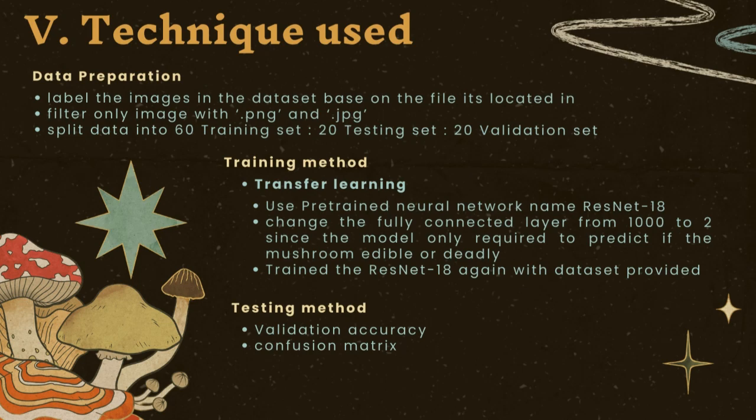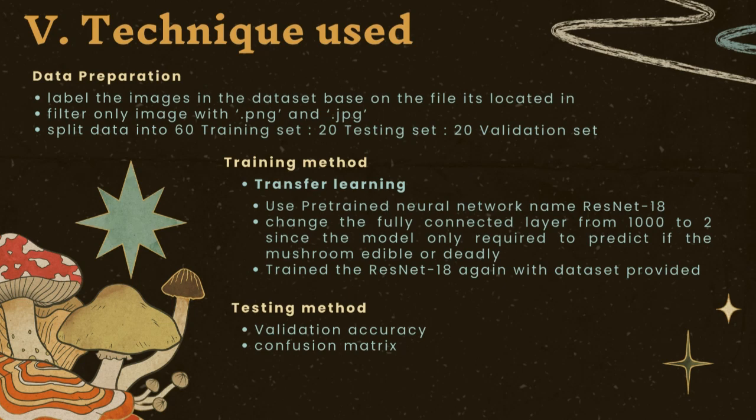Next is the training method used to train the model. In this assignment, we use a method called transfer learning, which is the reuse of a pre-trained model on a new problem. Transfer learning is a technique in machine learning in which knowledge from a pre-trained model is used for a different task, usually for a similar problem such as classification. In this case, we use ResNet 18, which is used for image classification, to classify an image of a mushroom as an edible mushroom or a poisonous mushroom, based on the dataset that we provided.